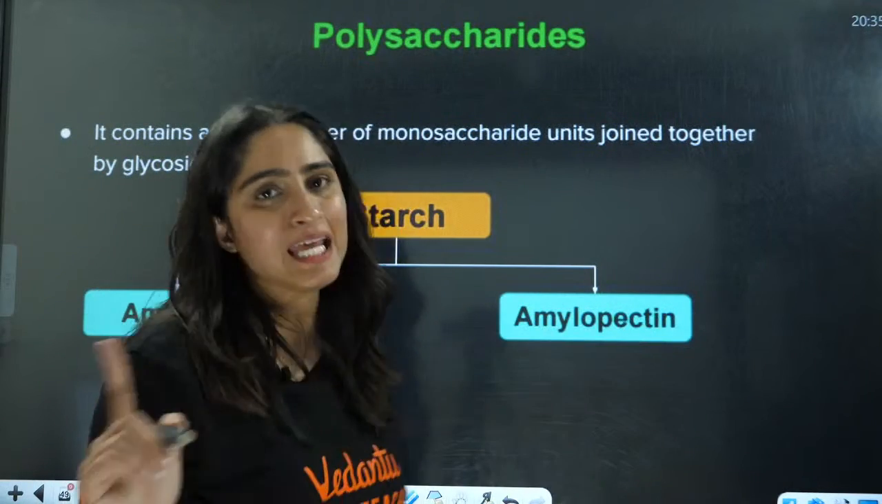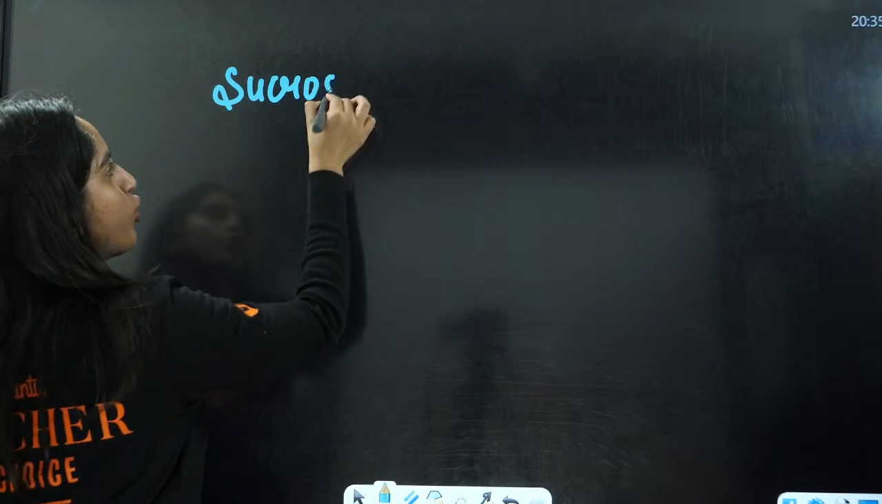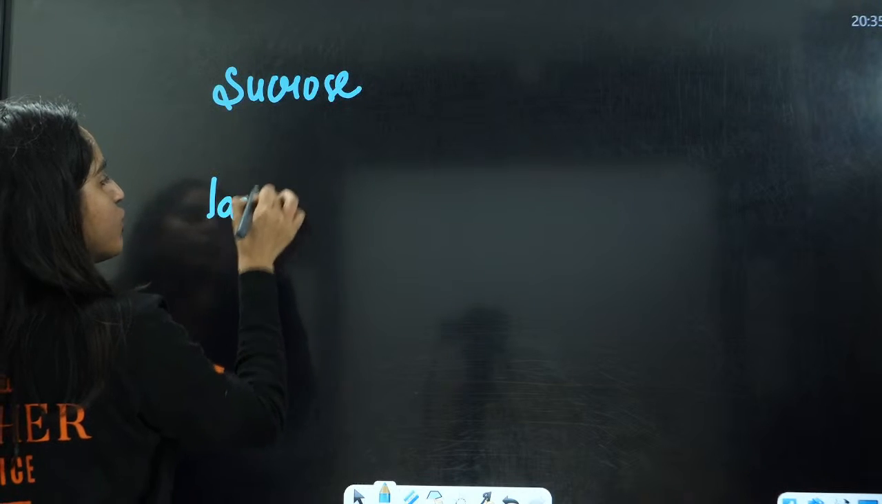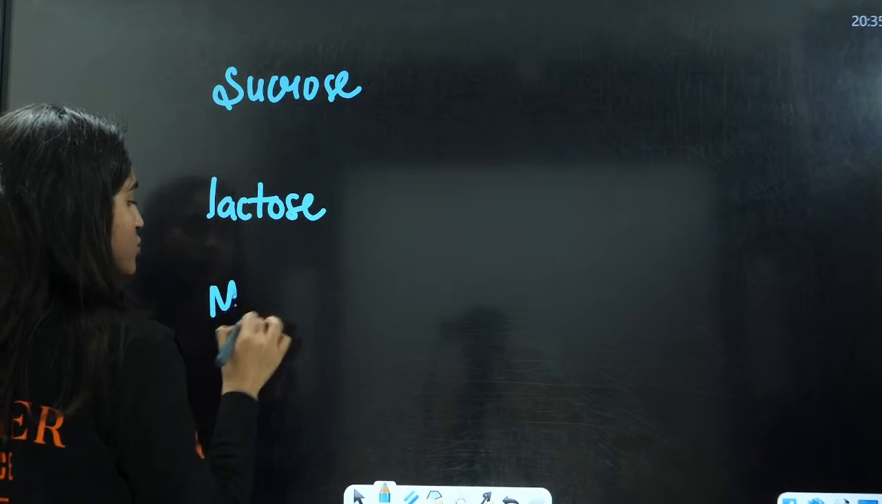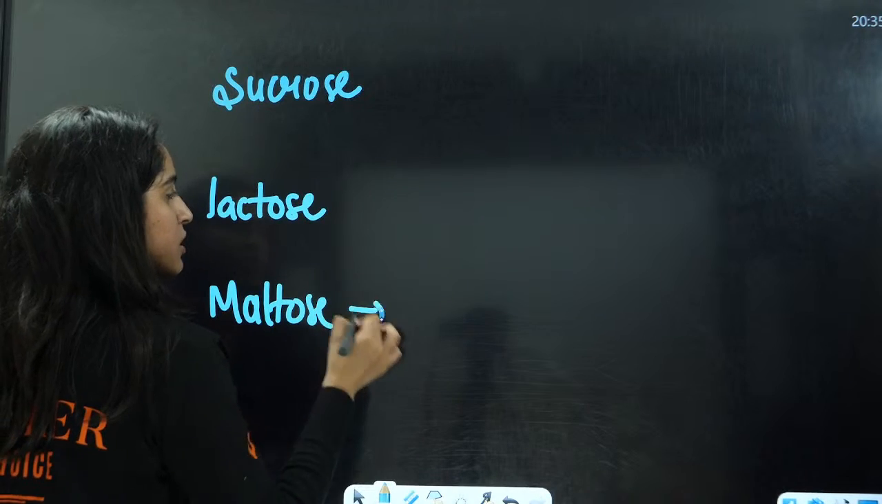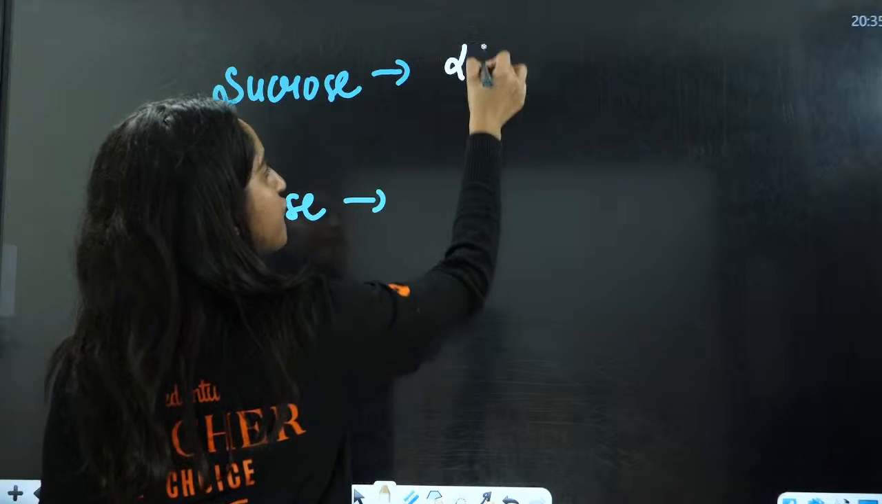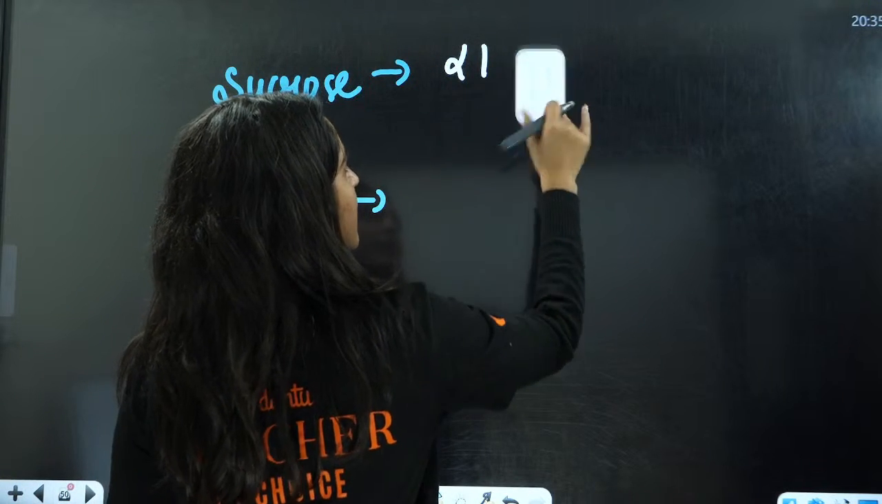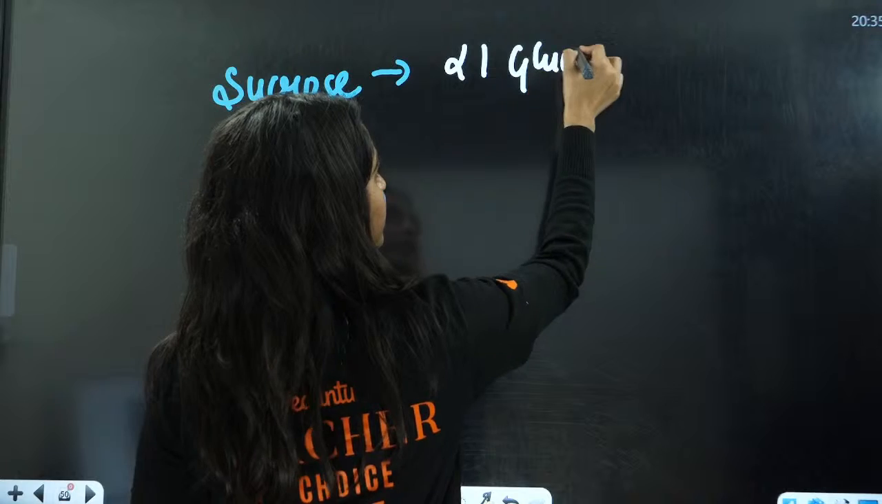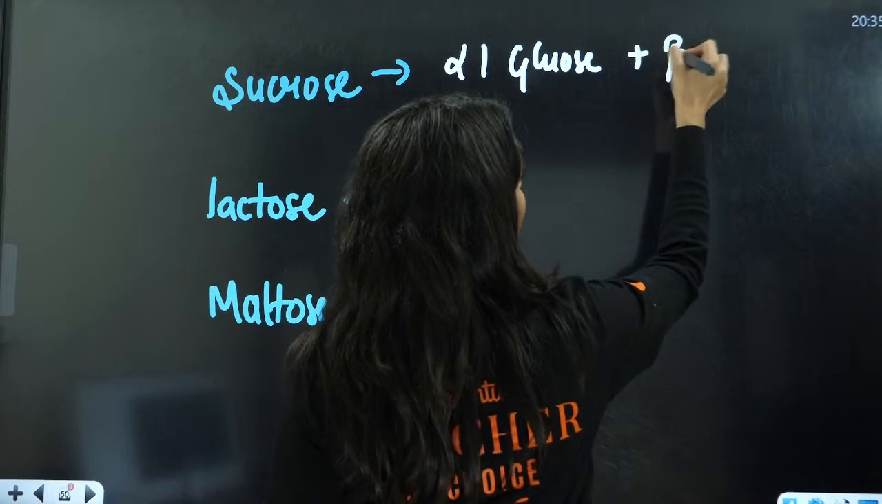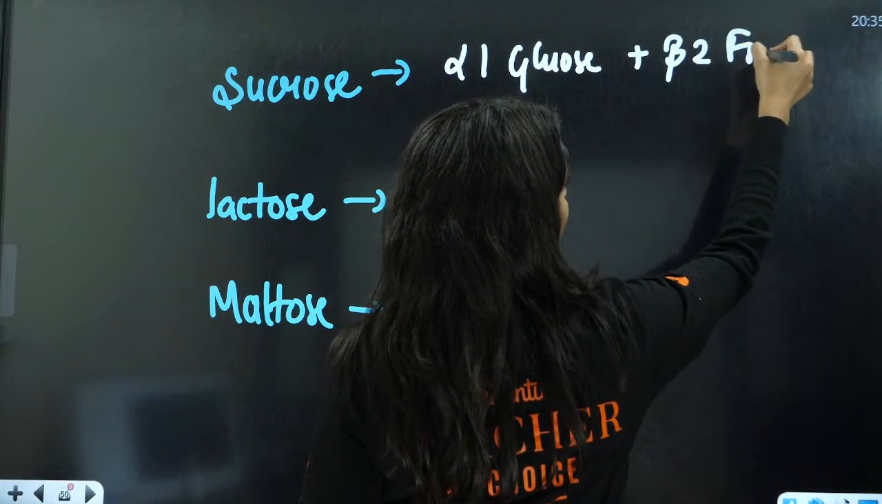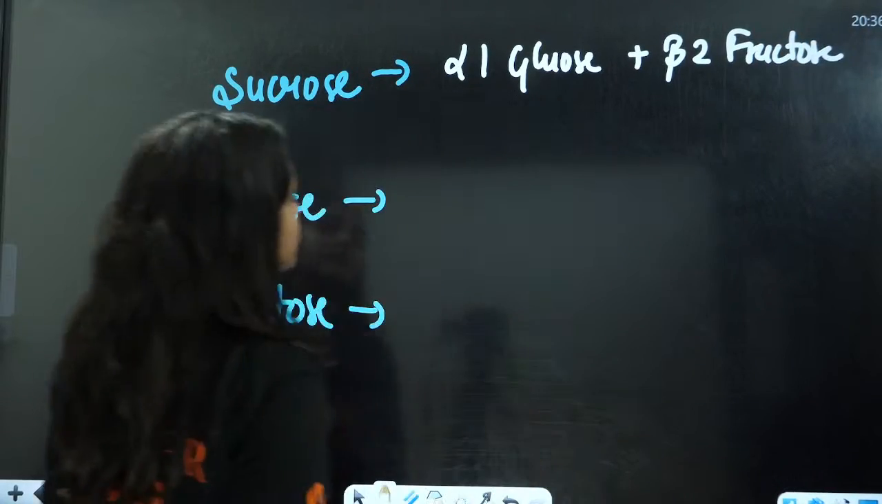Now everybody, any problem, let us summarize this. Everybody in the chat box, let us summarize what we have done. We have done three things: sucrose, lactose and maltose. Here you just need to remember that sucrose is alpha 1 linkage of glucose plus beta 2 fructose. This is the first linkage.